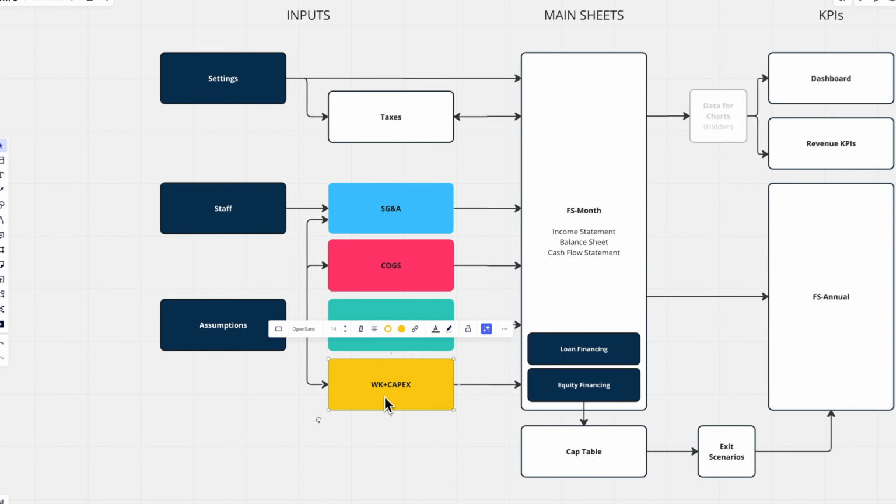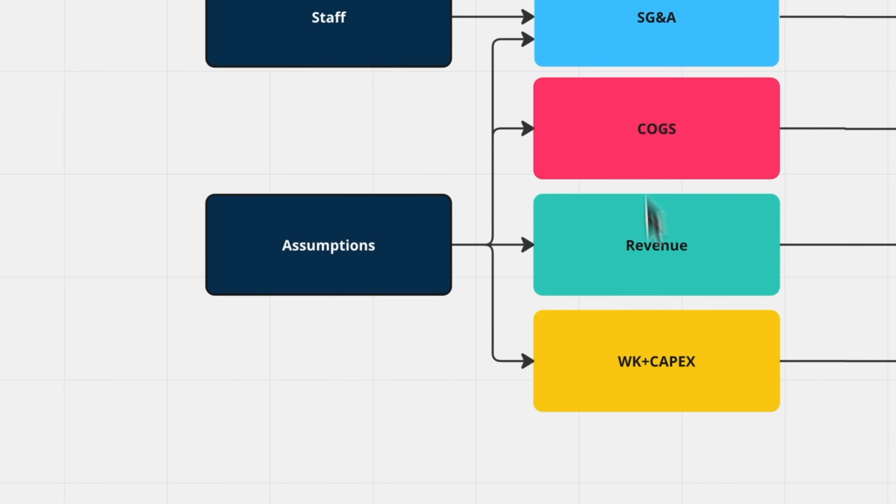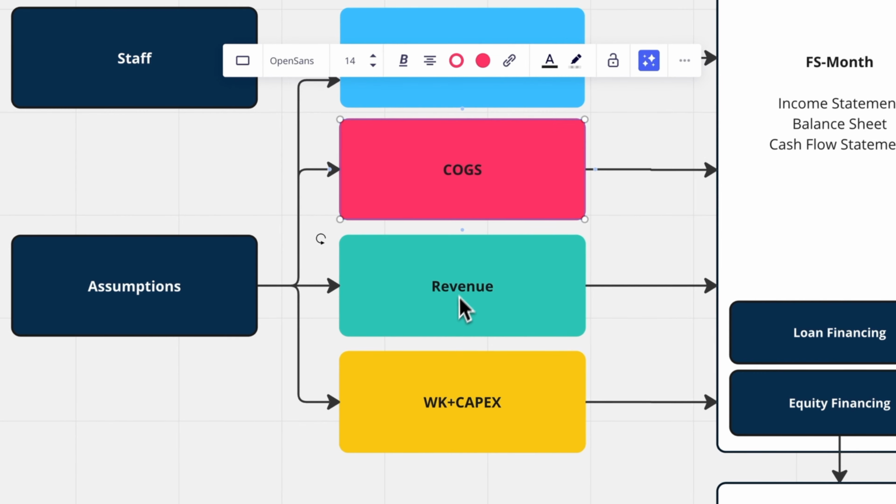So at a basic high level, this is how the model is connected and how all the sheets are connected to each other. You can input global settings on the settings sheet. You can add your staff to the staff sheet, which then links it to the SG&A sheet, for example. And then you should use the assumption sheet to add all of your core inputs for your projections so that you can keep everything in one centralized location.